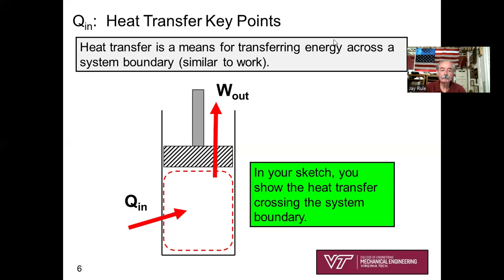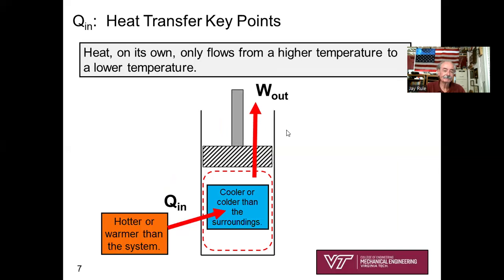Key point on heat transfer: heat transfer is a means for transferring energy across a system boundary, and you see how that's similar to work. It's just a reminder that when you draw your sketches, show these big fat arrows crossing the system boundary, not just pointing into it. Both work and heat are boundary phenomena.